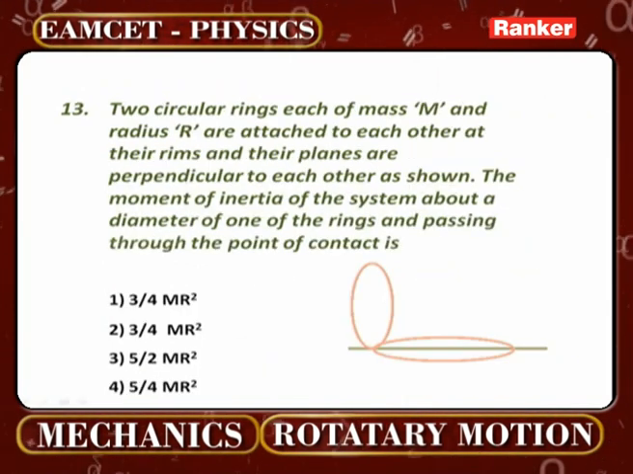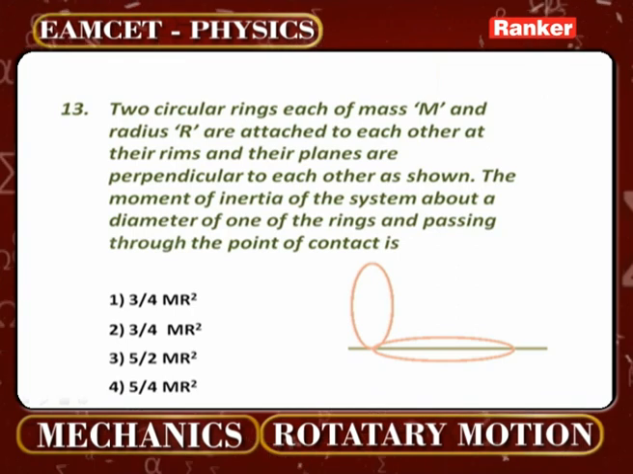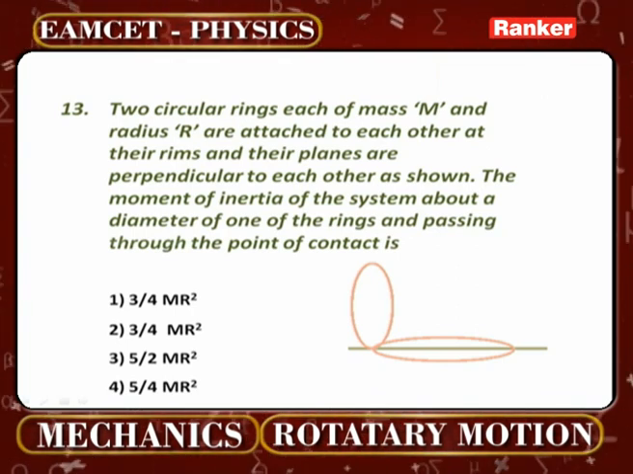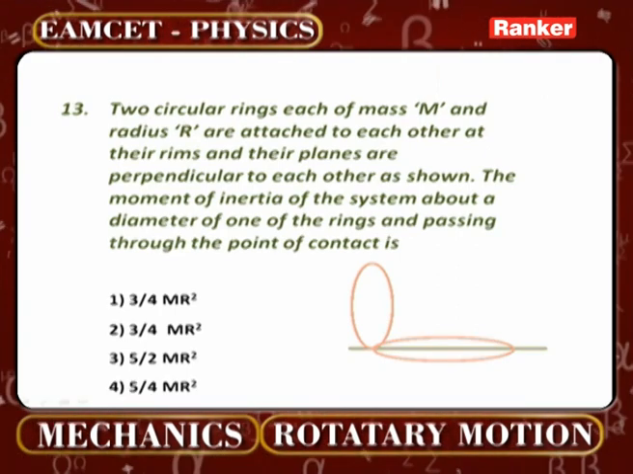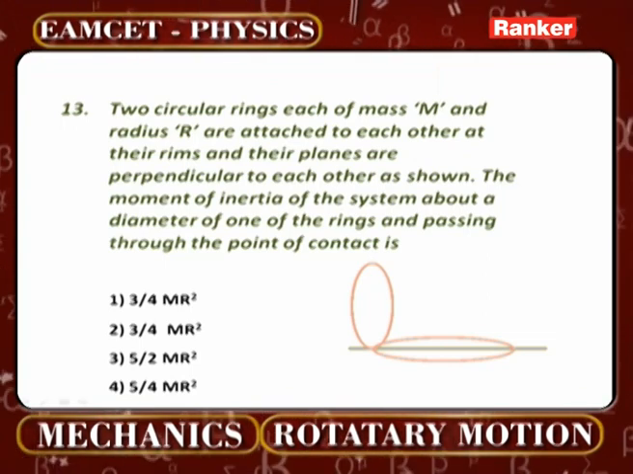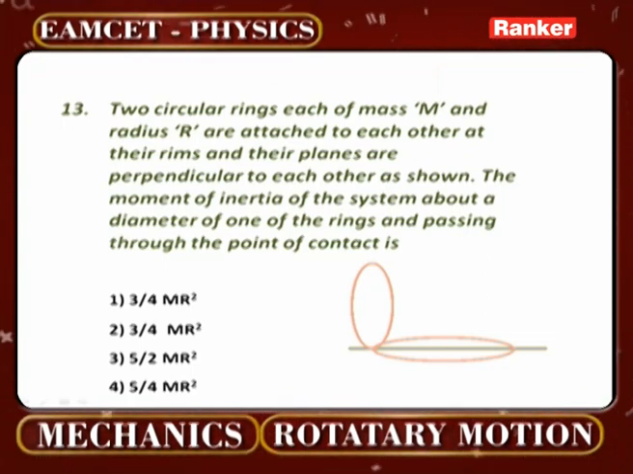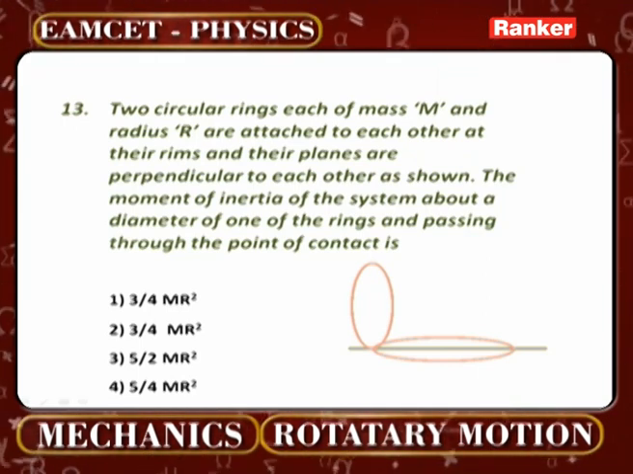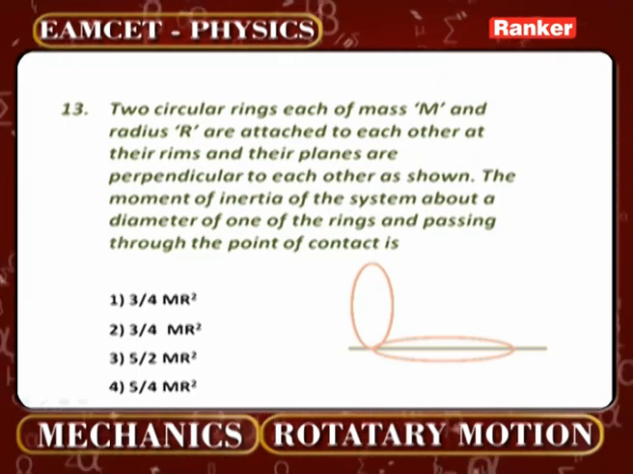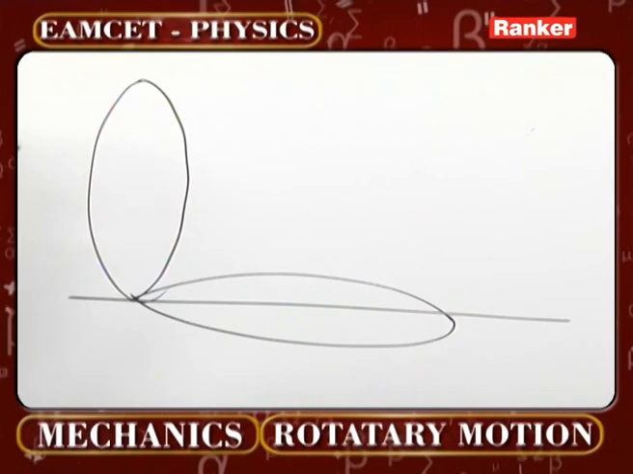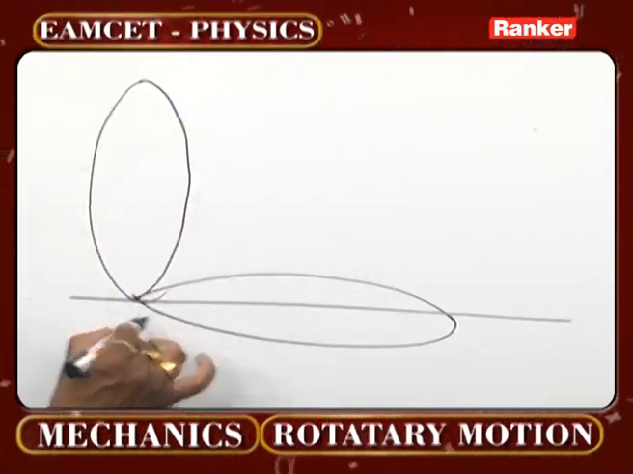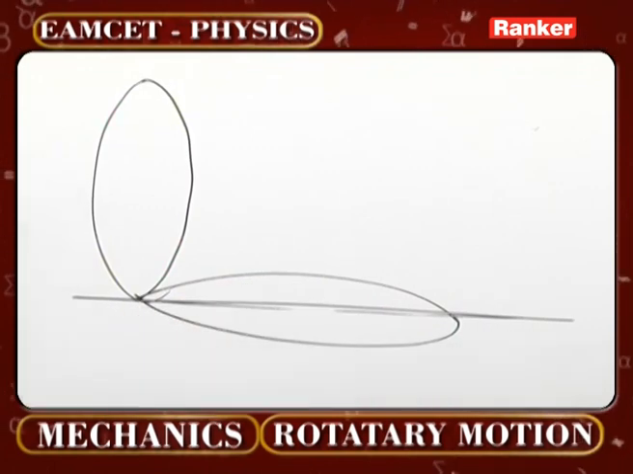That also is once again a problem linked with a small figure there. There are again 2 different bodies given. What are those 2 bodies you look at? 2 circular rings, each of mass capital M and radius r are attached to each other at their rims and their planes are perpendicular to each other as shown. The moment of inertia of the system about a diameter of one of the rings and passing through the point of contact. One ring is like this taken up. Another ring is taken up this way. This is the axis he has given. That is touching this ring and it's moving across the diameter over here.